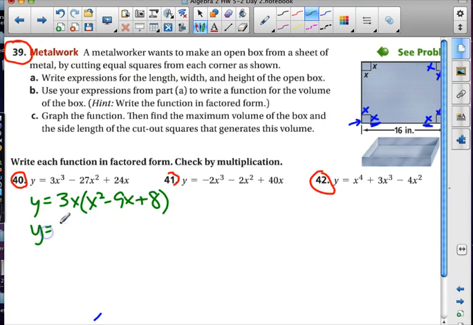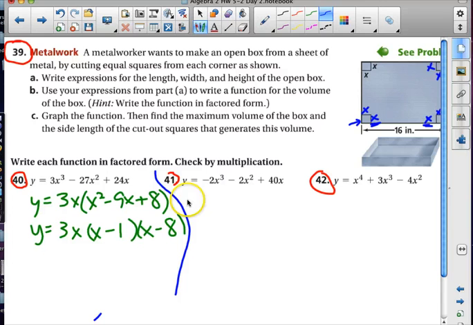So far I have factored out a common monomial, but chances are pretty good that I can continue on and keep factoring if I can find two numbers that multiply to positive 8 and add to negative 9. And that would be negative 1 and negative 8 that would do that. So that is the factored form for number 40. For number 41, again, you notice there seem to be way too many x's, and we never leave that negative in front.